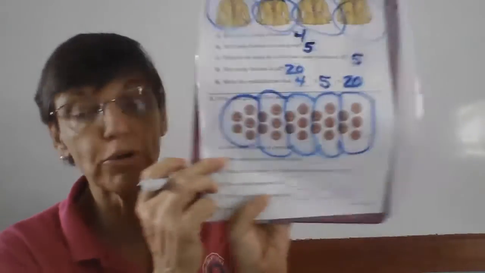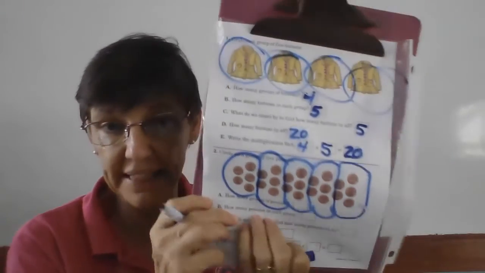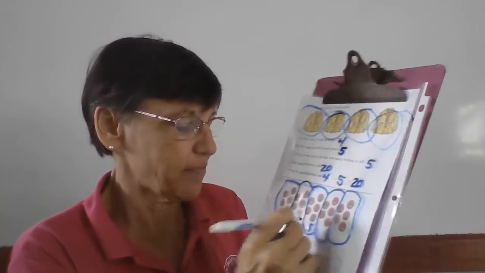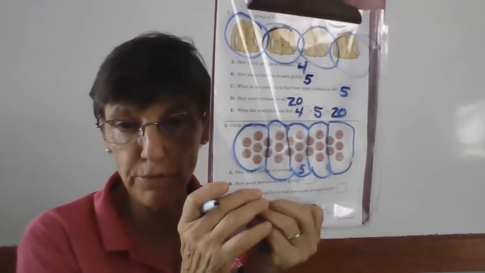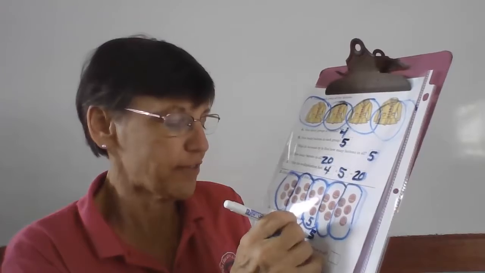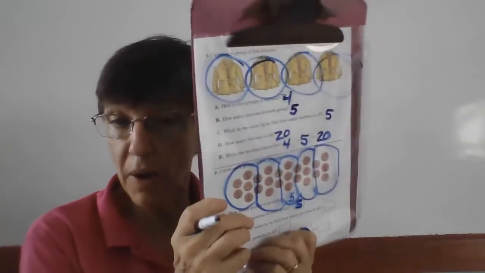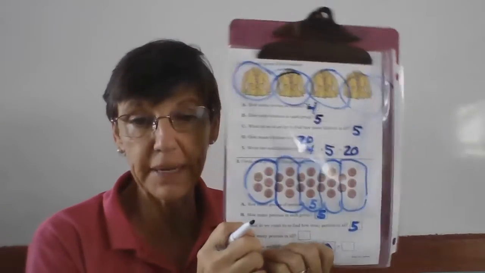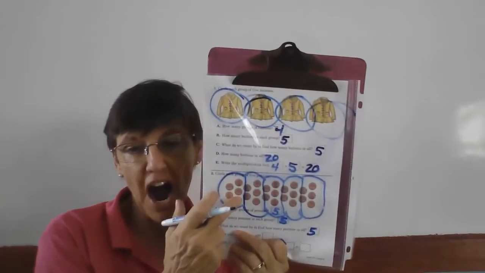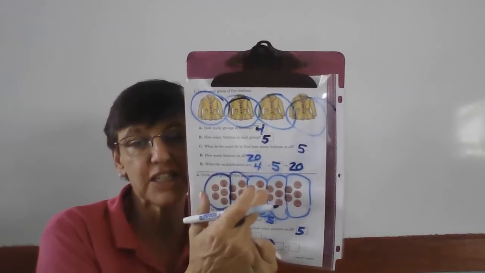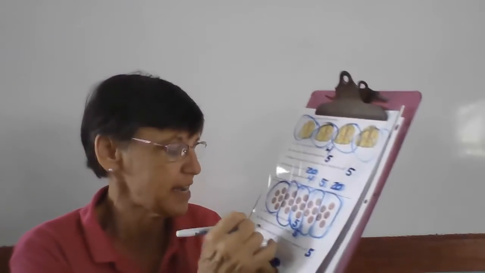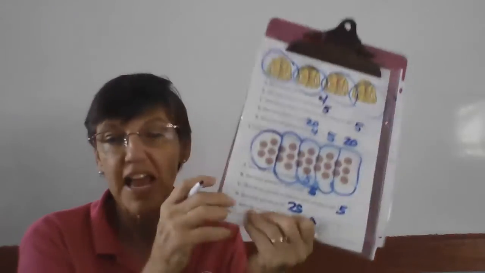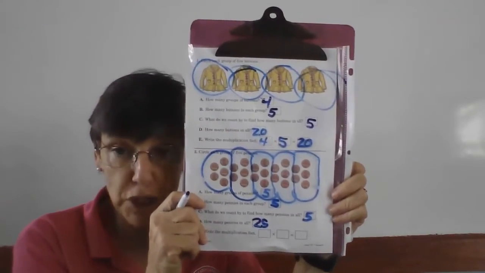How many groups of pennies do we have? Count them. 1, 2, 3, 4, 5. 5. How many pennies in each group? 5. What do we count by? 5. So how many pennies in all? Let's count them. 5, 10, 15, 20, 25, right? How many pennies in all? 25. Now we need to make our number sentence.